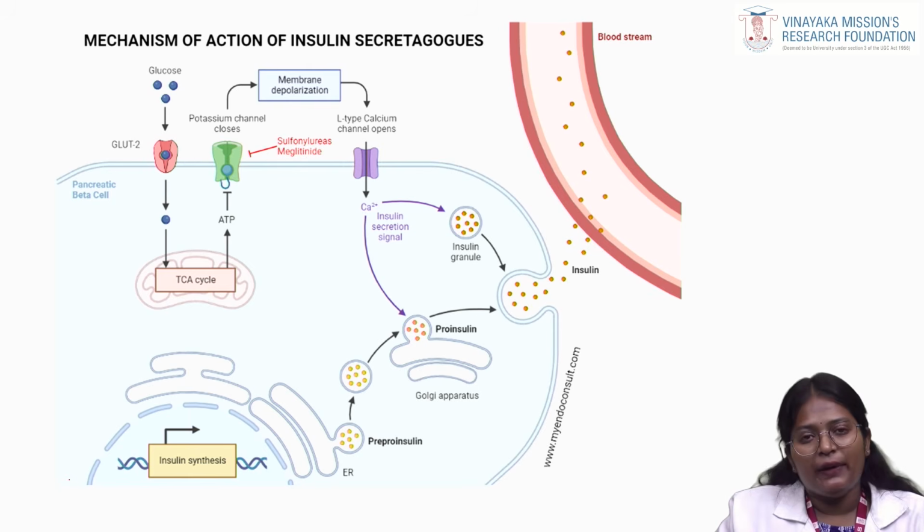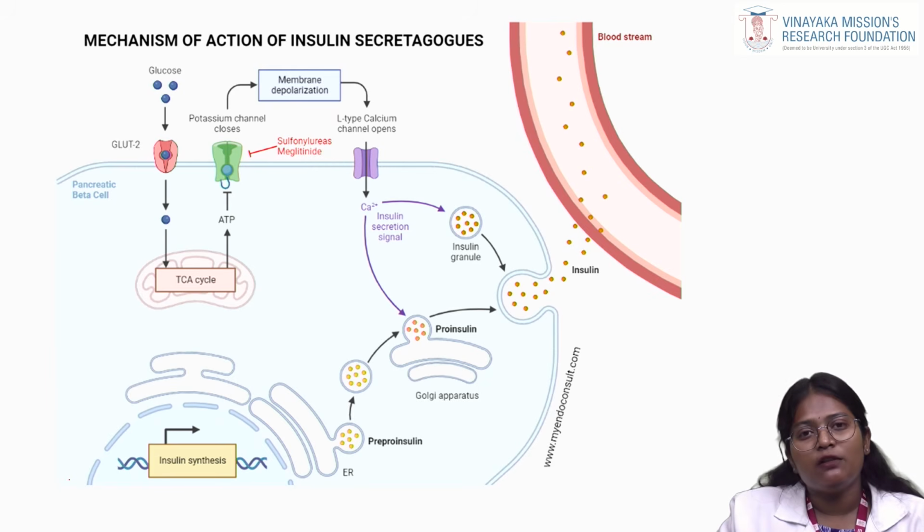After the membrane depolarization, it will be opening the L-type calcium channel. Once the L-type calcium channel opens, calcium ions will be flowing from outside the cell to inside the cell. This is the important part. When the calcium ions flow inside the cell, it will be triggering the insulin vesicles.